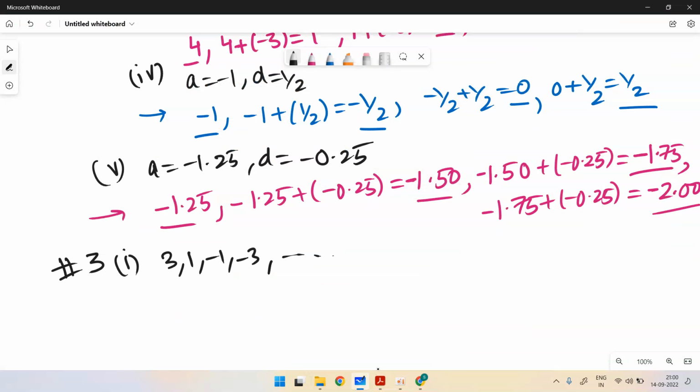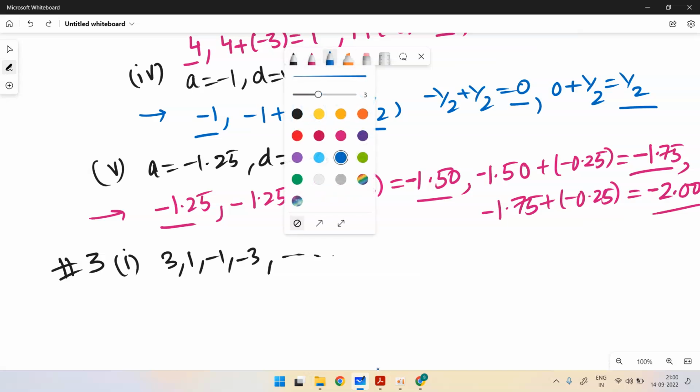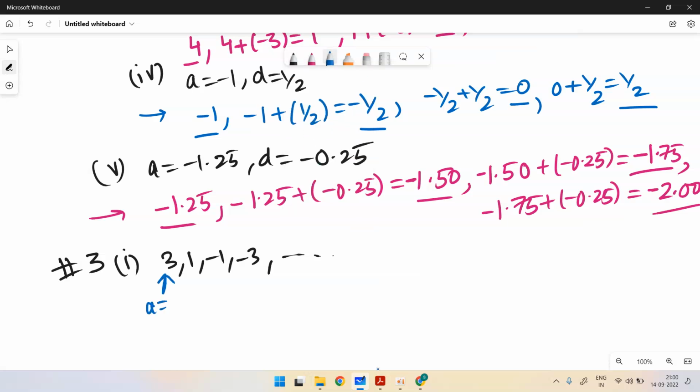If you see this, the first term is 3, so a value is 3. Now, to calculate the common difference, it is the second term minus the first term, which is nothing but minus 2. So minus 2 is the common difference. This is the answer.